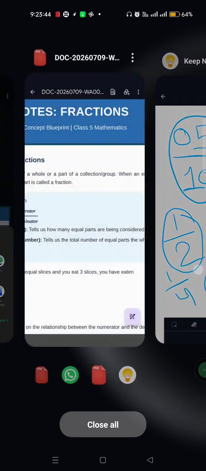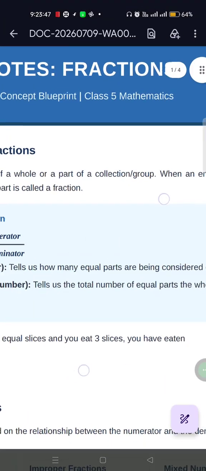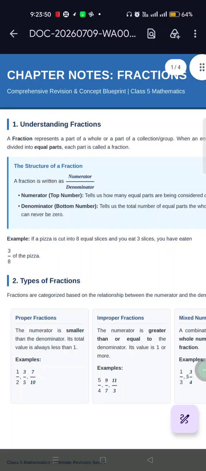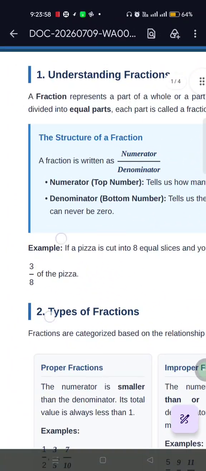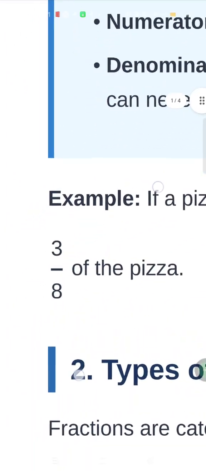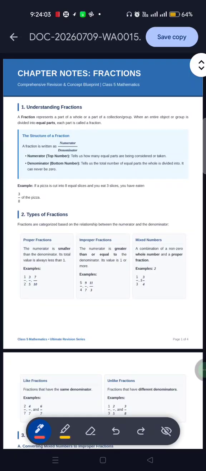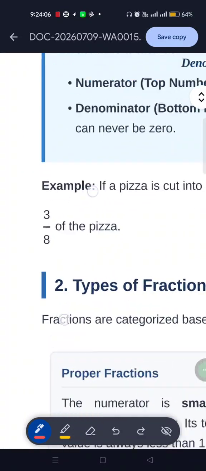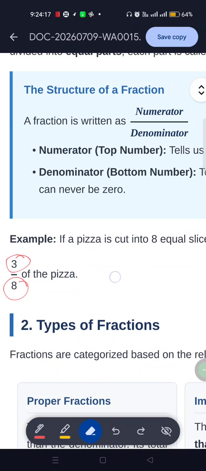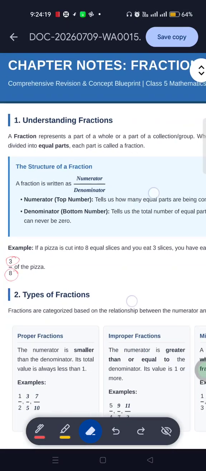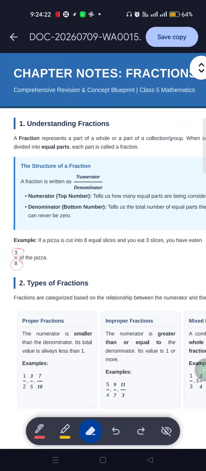Now we come to the definition again. Now I will tell you about the numerator and denominator. See the fraction, just like here, 3 upon 8. The upper number, which is 3, is the numerator and this is the denominator. Wait for one more minute. You can also learn the definition of a numerator and a denominator.